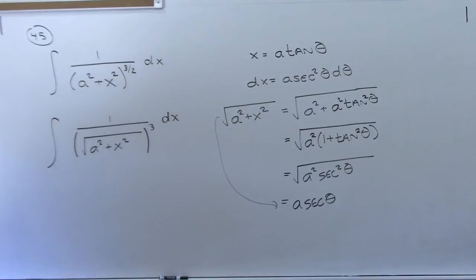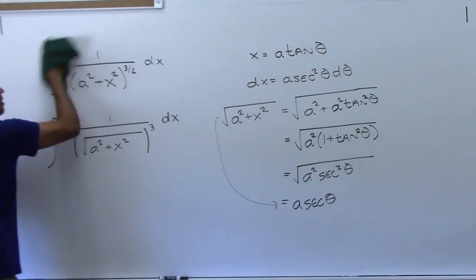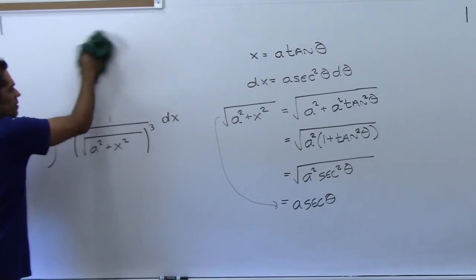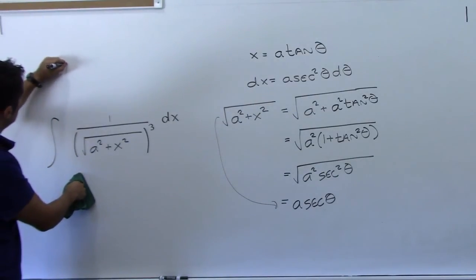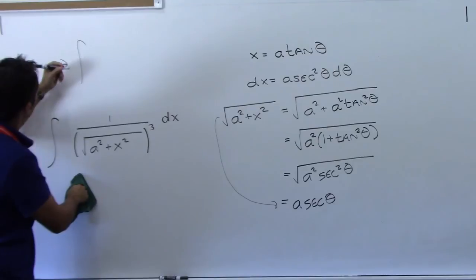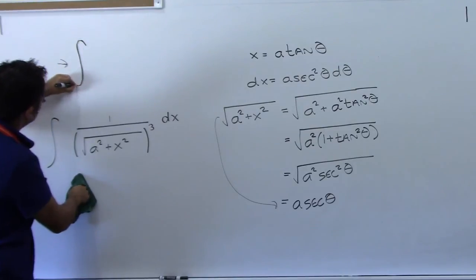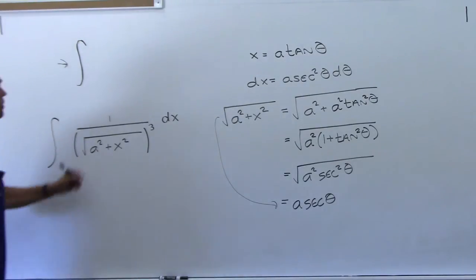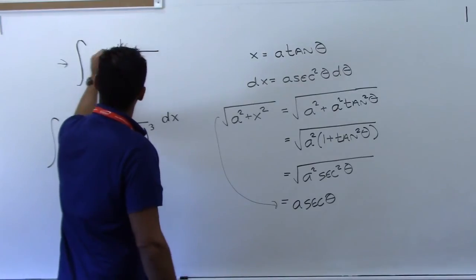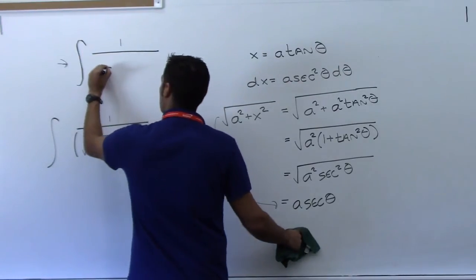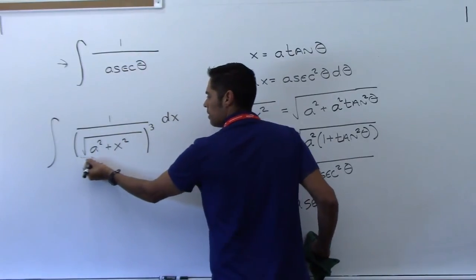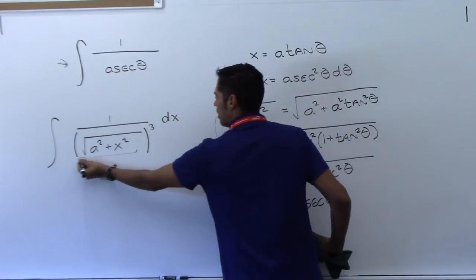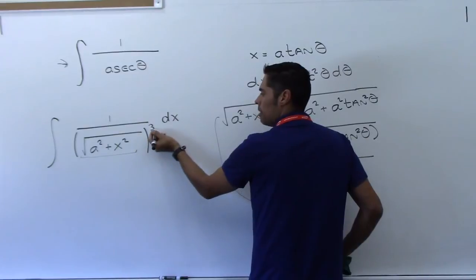All right, I would like to rewrite this integral, and I'm going to rewrite it from this version right here. Integral 1 over a secant theta, that's this. A secant theta is this. But then what? Cubed.